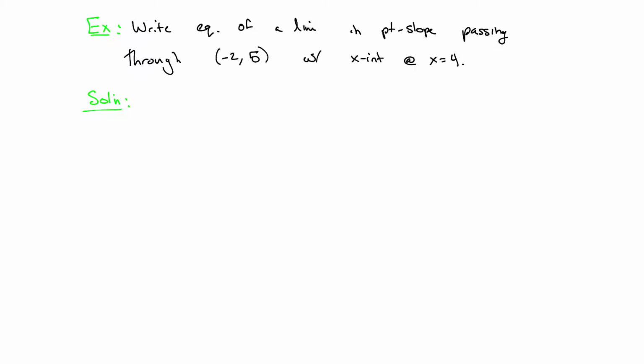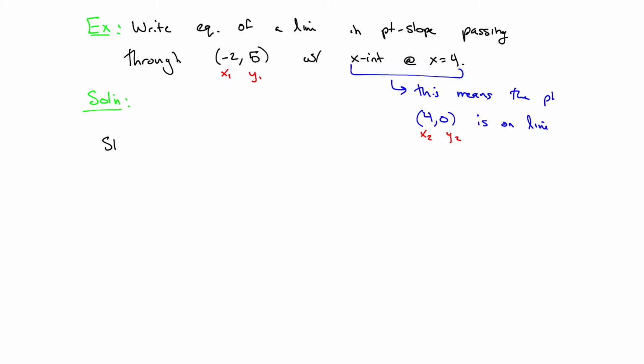Ooh, remember, an x-intercept is a point. This means the point (4, 0) is on the line, and that's going to be our second point. So this will be our x sub 1, y sub 1, and this will be our x sub 2, y sub 2. And so we'll find the slope, which is m equals y sub 2, which is 0, minus y sub 1, which is 5, over 4 minus -2, so 4 plus 2, which is -5/6. And that doesn't reduce any further.